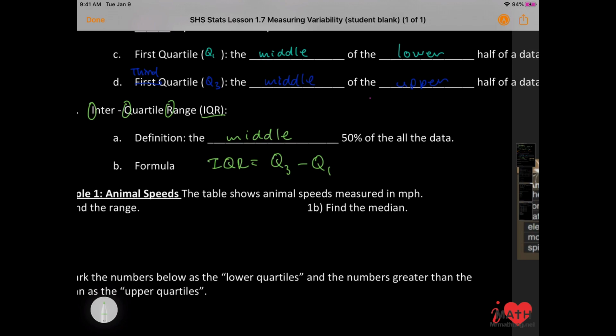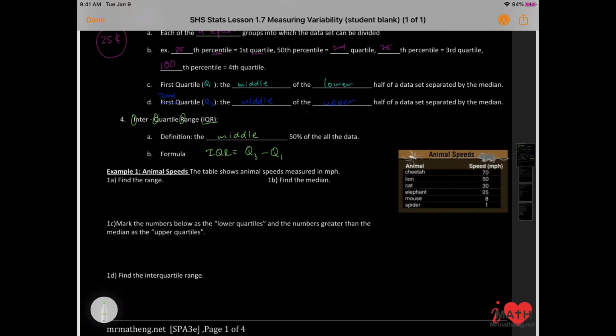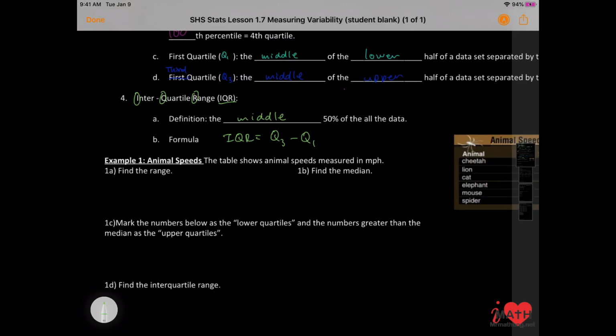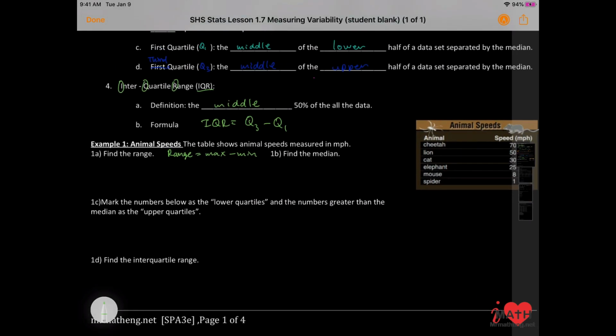All right, so let's go through an example. This might make more sense. Animal speeds. The table shows the animal speeds measured in mph, miles per hour. The first thing we're going to do is find the range. In statistics, there is a lot more critical thinking. It has context or a story, but you still have to do math. So what do you always do? Always write down the formula. The range is equal to the max minus the min. You'll get credit just writing down the formula.